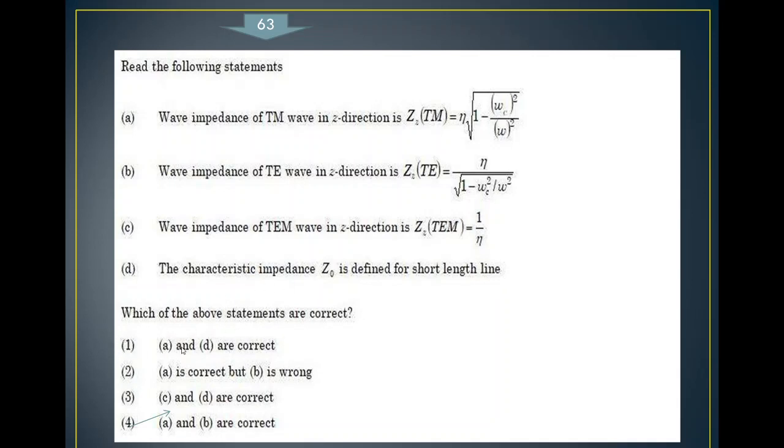Option first, A and D are correct. Option second, A is correct but B is wrong. Option third, C and D are correct, and option fourth, A and B are correct. The correct option is fourth, A and B are correct. So, next question.